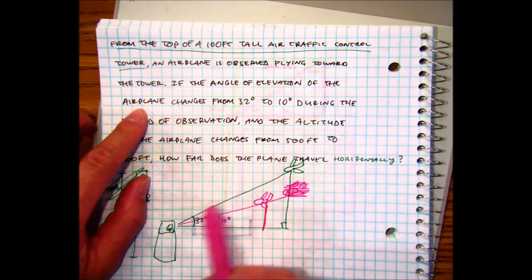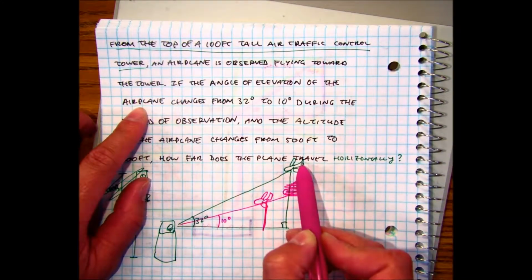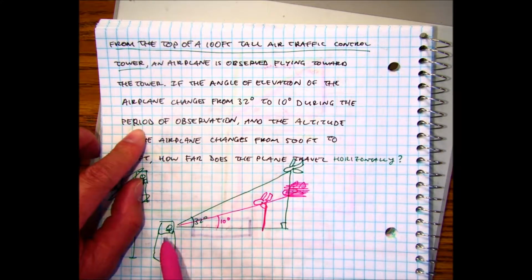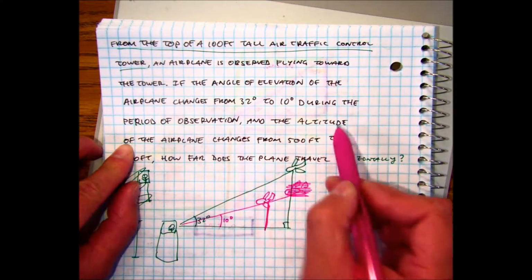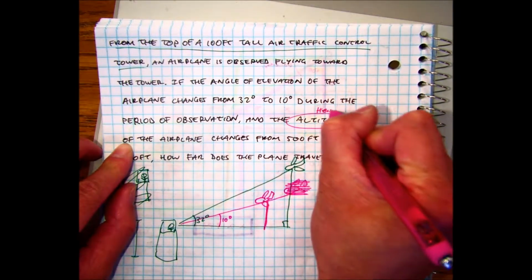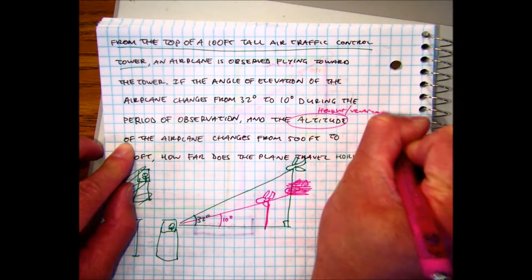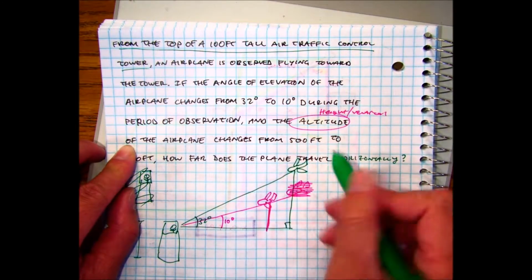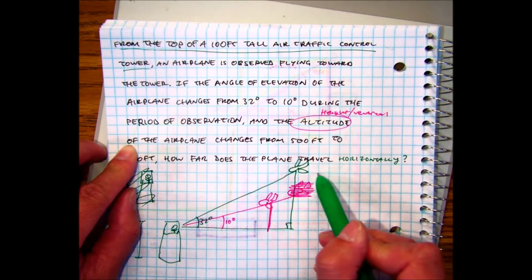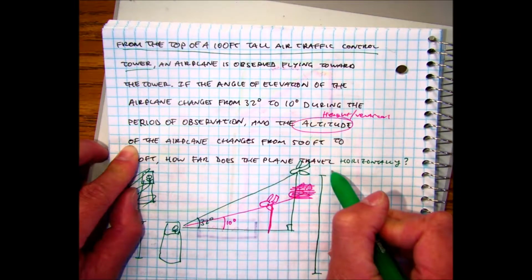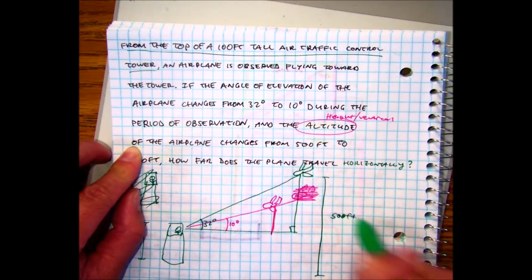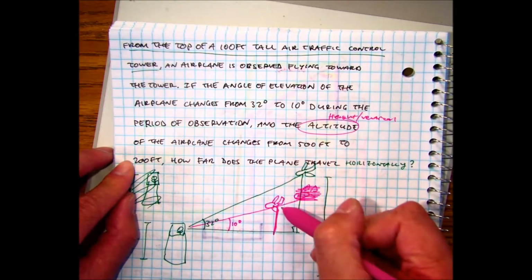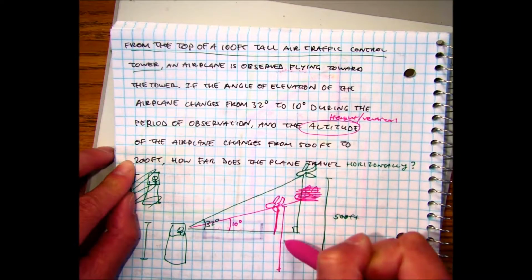If the angle of elevation of the airplane changes from 32 degrees, right? Coming in, it's going towards landing, to 10 degrees during the period of observation, so you're watching it, and the altitude of the airplane, so altitude is just another word for height, or vertical, changes from 500 feet. So I'm assuming the height from where it's at, that's 500 feet, changes from 500 feet to 200 feet. So now here, that's 200 feet.